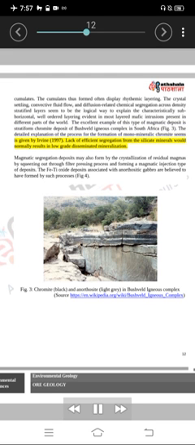Lack of efficient segregation from the silicate minerals would normally result in low-grade disseminated mineralization. Magmatic segregation deposits may also form by the crystallization of residual magmas by squeezing out through filter pressing process and forming a magmatic injection type of deposits. The Fe-Ti oxide deposits associated with anorthositic gabbro are believed to have formed by such processes, Fig 4.